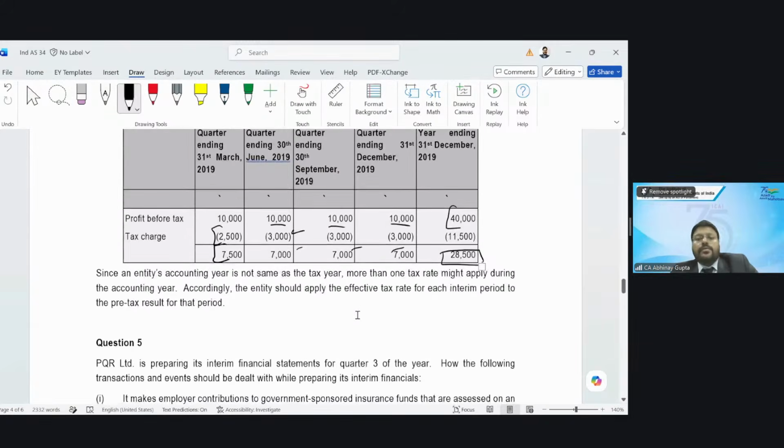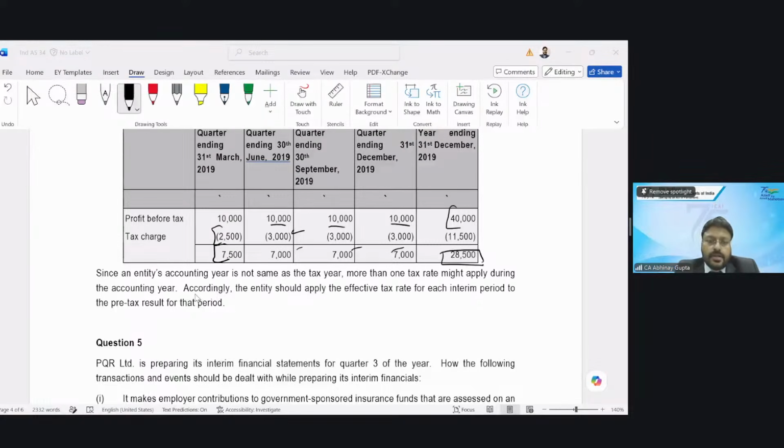Now, why have we applied different rates? Because the accounting year and the tax period year are not the same. So there might be different income tax rates which need to be applied for the periods falling within those financial years, right? So that's the logic behind this. Otherwise, it would have been the same income tax rate, right? Because the tax rates are coming from two different financial years for this calendar year. That's the reason.